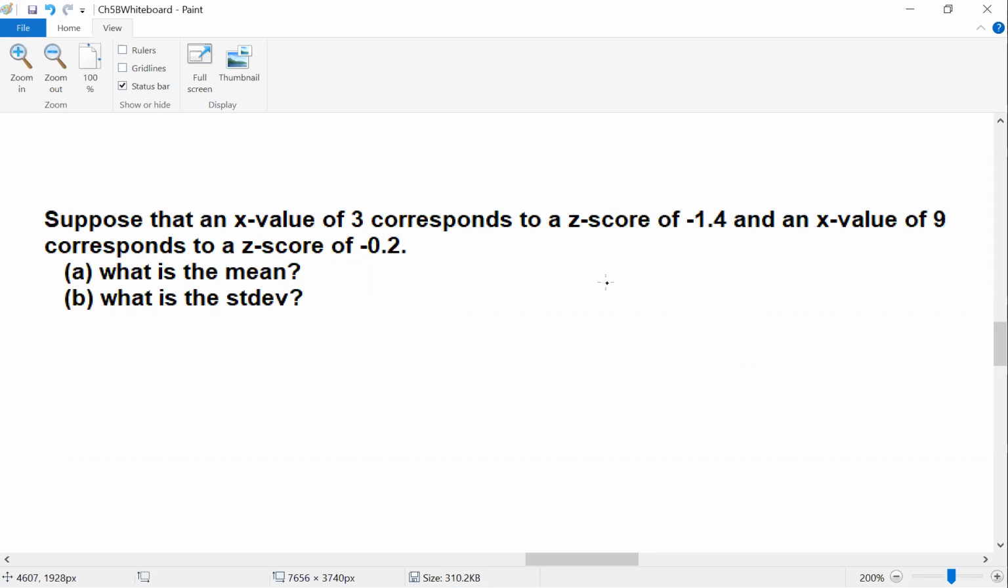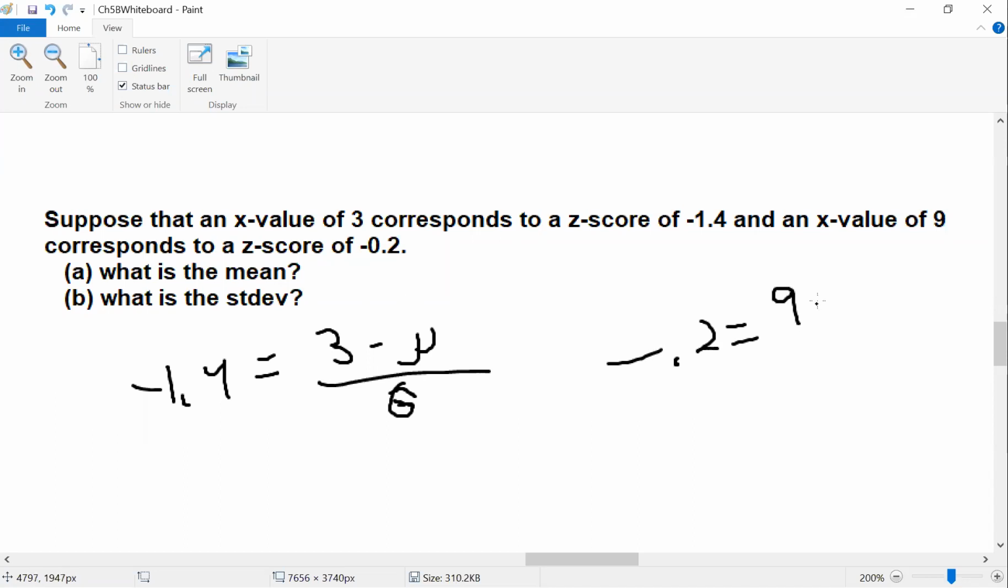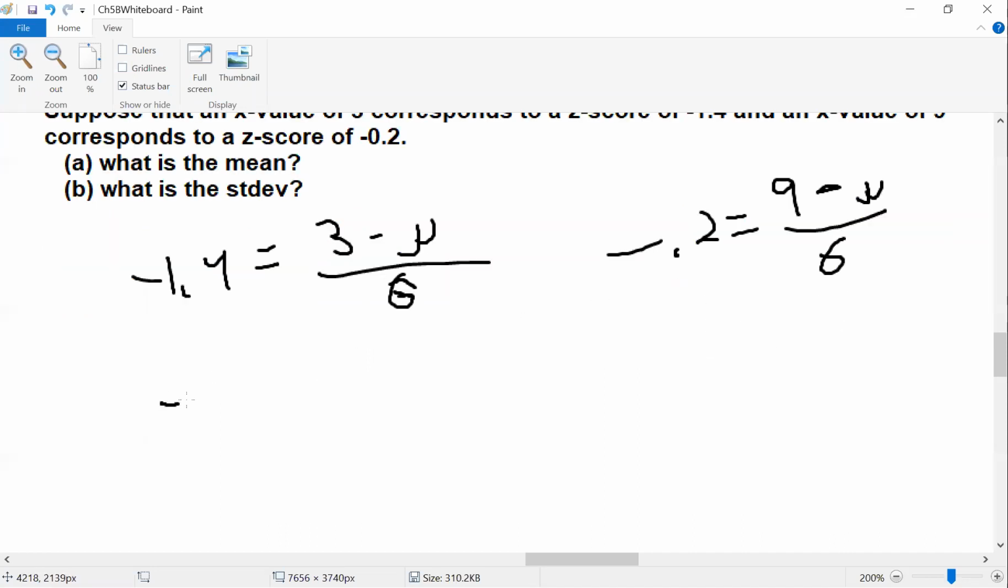We start setting it up the same way as before. A Z score of negative 1.4 corresponds to an X value of 3 minus mu over sigma. The sigma is kind of hard to write. That's a sigma. And our other one, a Z score of negative 0.2 corresponds to an X value of 9 minus our mu over sigma. Let's multiply out the sigmas. Negative 1.4 sigma. I'm also going to subtract the 3 at the same time, so I'm multiplying by sigma, then subtracting 3.